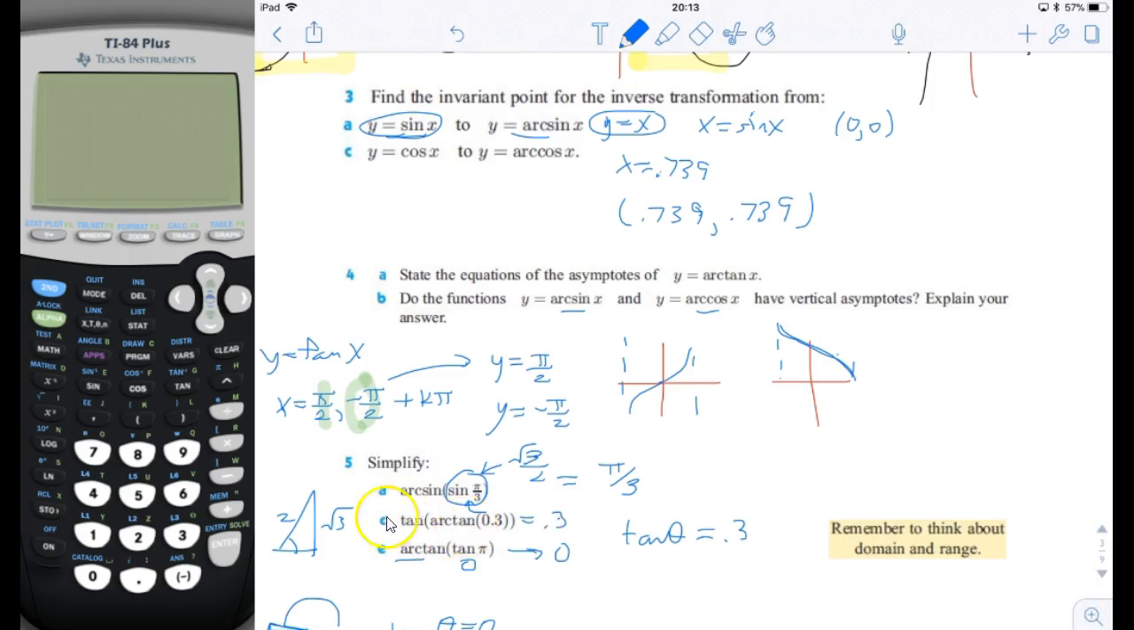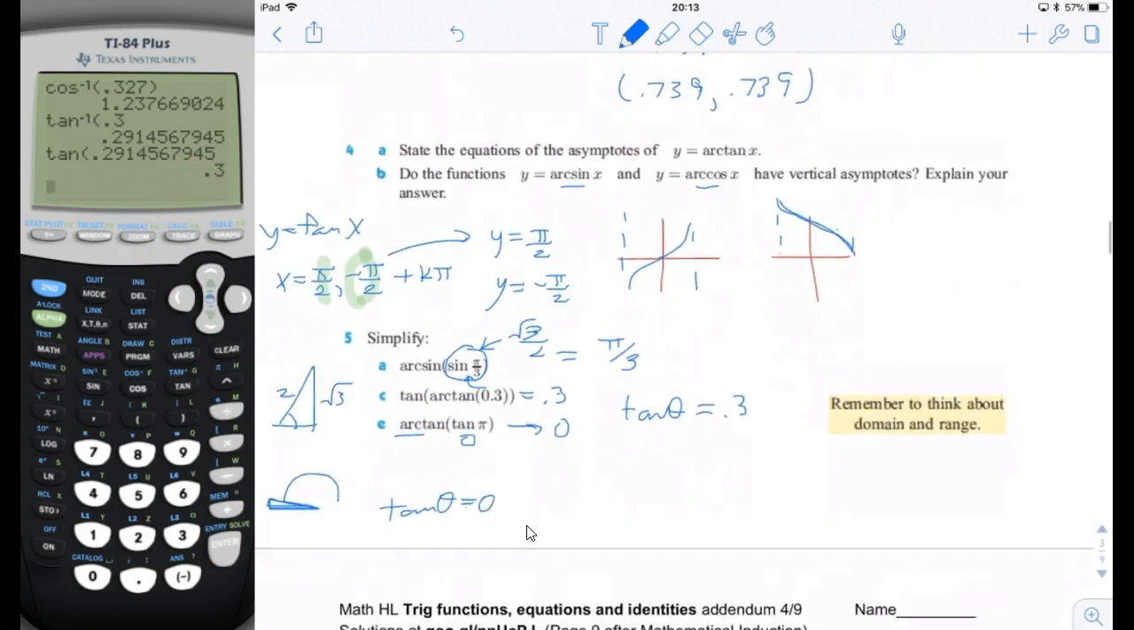So we know that this one is going to come out to be 0.3. We can reinforce that by doing it in the calculator. We'll first look at the inverse tangent of 0.3. We get an angle out in radians, 0.291, and then we take the tangent of this angle, 0.291. What do we get? We get 0.3 back. Okay? All right, and I think that's it for this page.